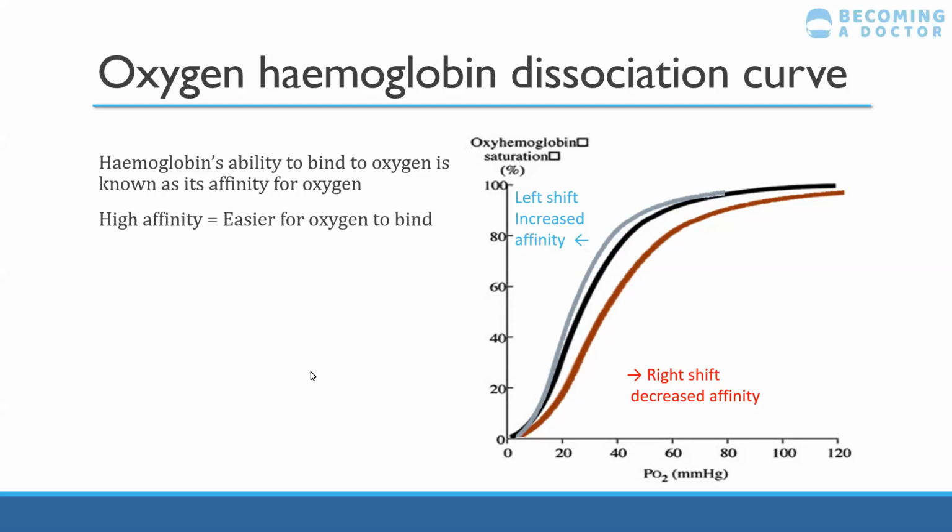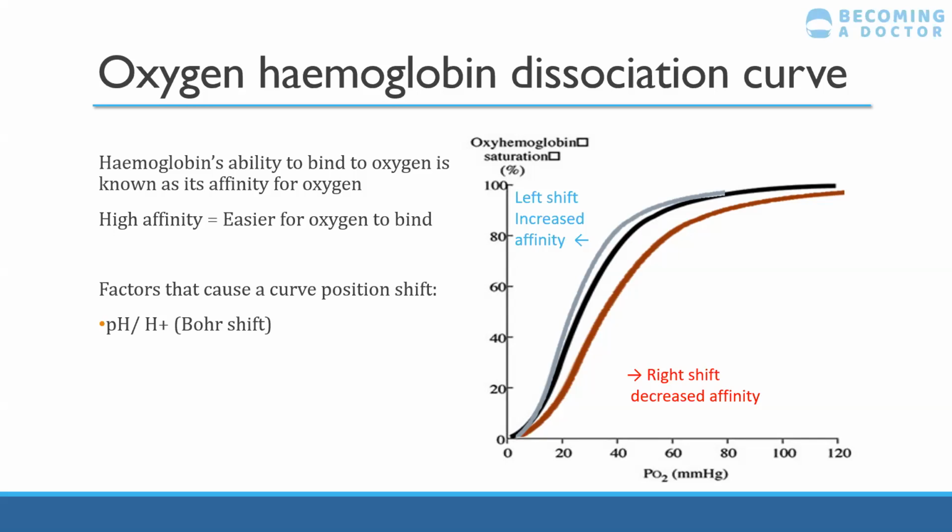And the factors that can affect hemoglobin's affinity for oxygen are pH, or concentration of H+ ions. So the higher the concentration of H+ ions, and that would be a lower pH, the lower the affinity of hemoglobin for oxygen is. So it causes a decrease in affinity. And this decrease in affinity that corresponds to an increase in H+ concentration is called the Bohr shift.